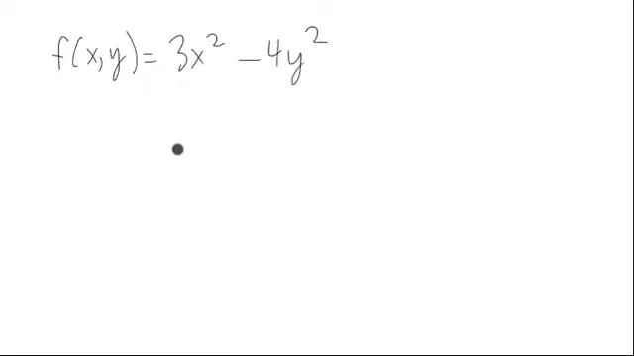Let's take a look at a way that we can come up with the equation of a tangent plane for a surface. Suppose, for instance, that we have a surface f(x, y) equal to 3x squared minus 4y squared, and we would like to find the equation of the tangent plane associated with the point (1, 0).